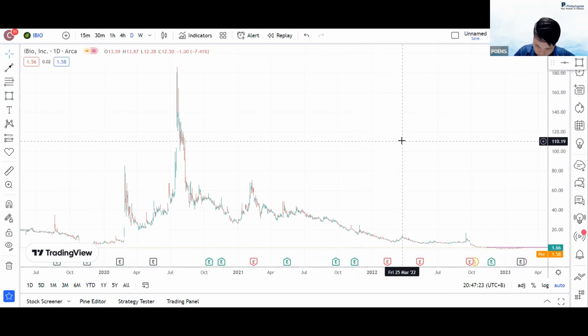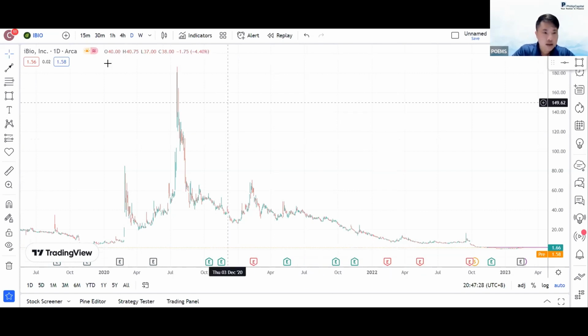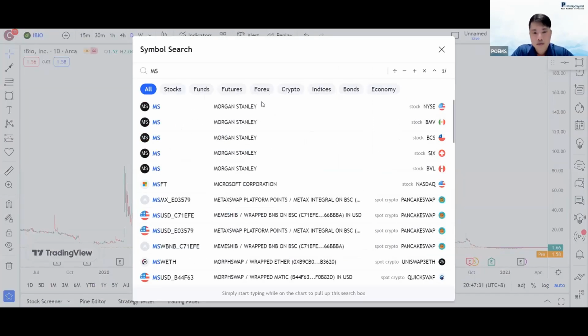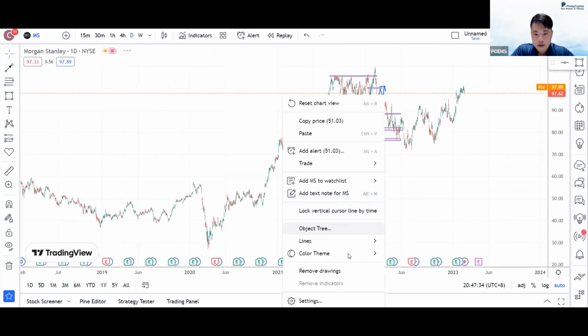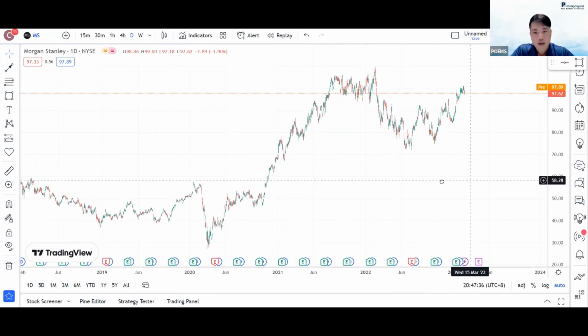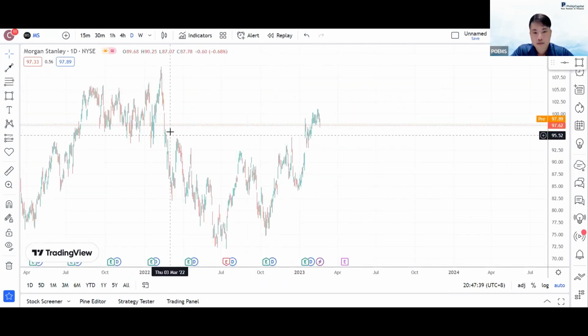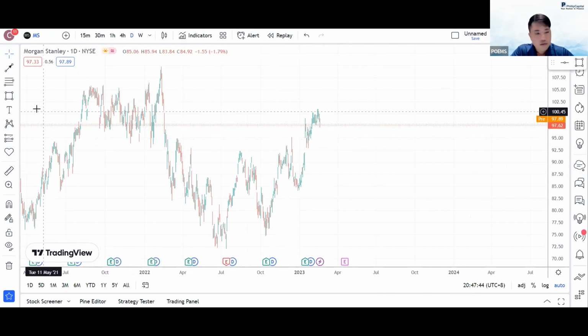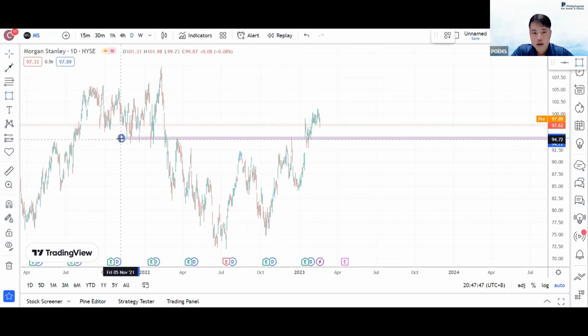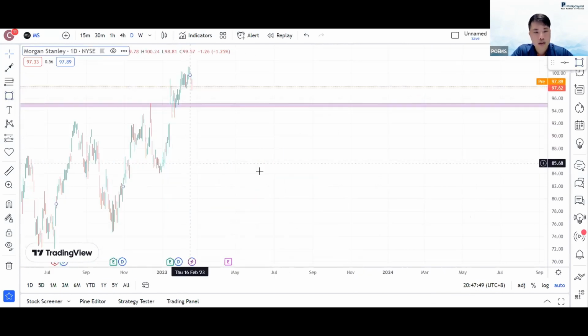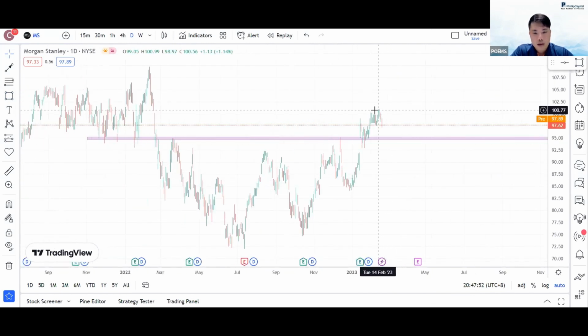Okay, so the next one would be, let me see, Morgan Stanley. Wow, Morgan Stanley is currently very bullish. Okay, let me see. Probably the immediate support we should be looking at is around 94, 95, right? Currently the price is not rejecting any form of resistance right now. So there is a chance that it's just trying to come down to tap back to this particular support.